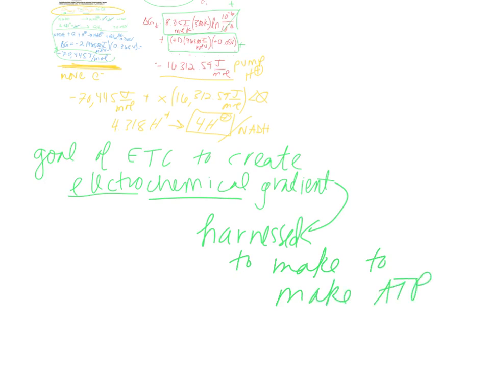The electron transport chain itself makes no ATP. It just moves electrons and pumps protons. That's it.